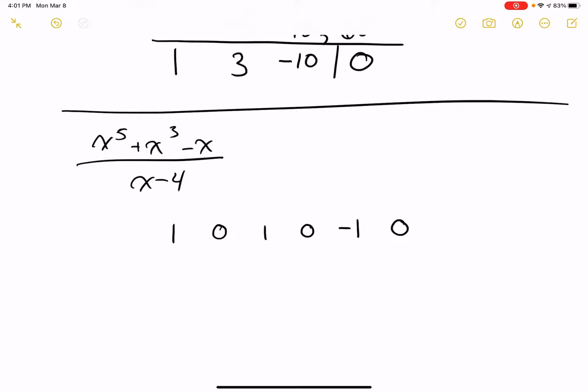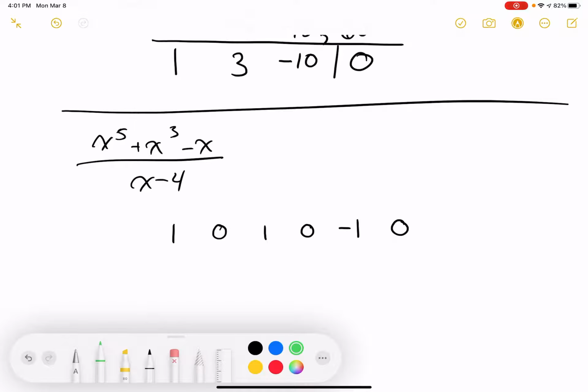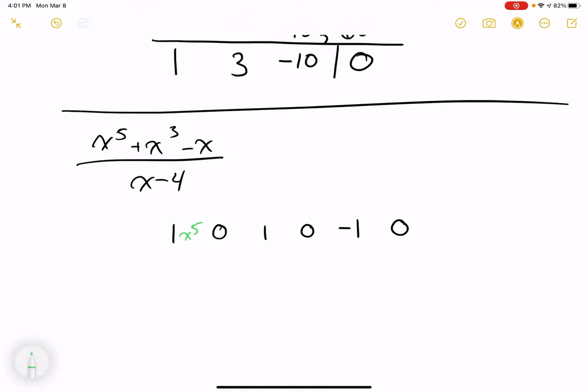So remember that this really just represents, you don't have to write this part in. Wait, this is x to the 5th, x to the 4th, x to the 3rd, x squared, x, okay?